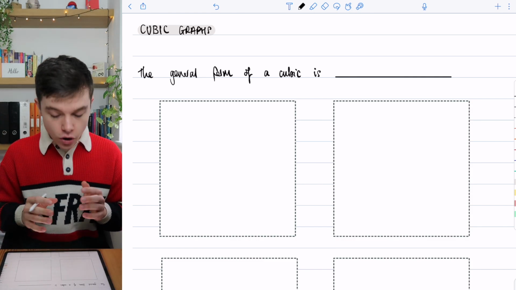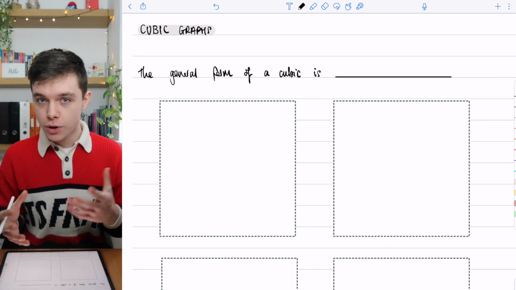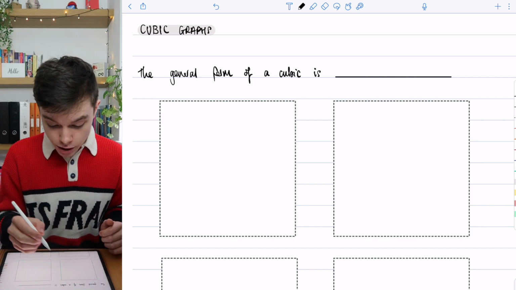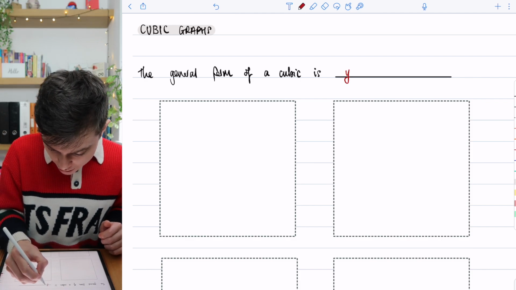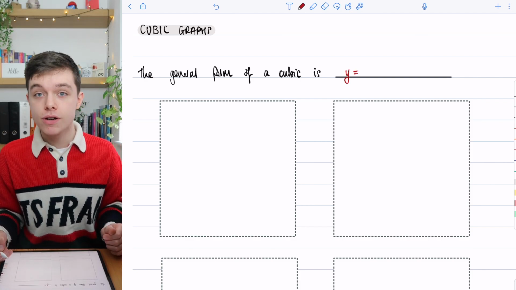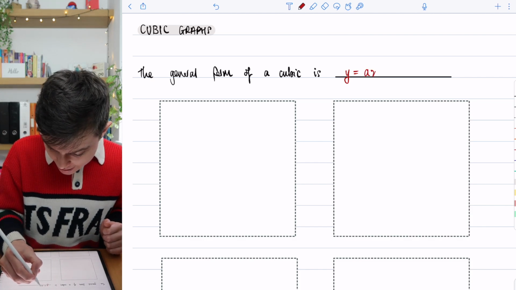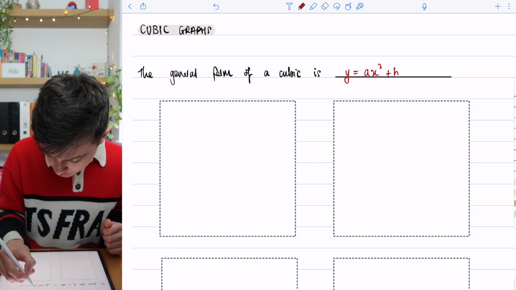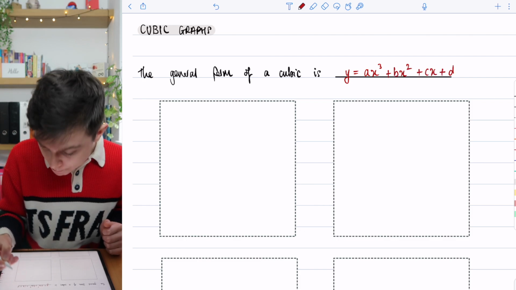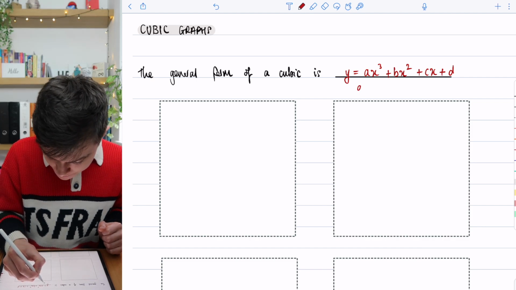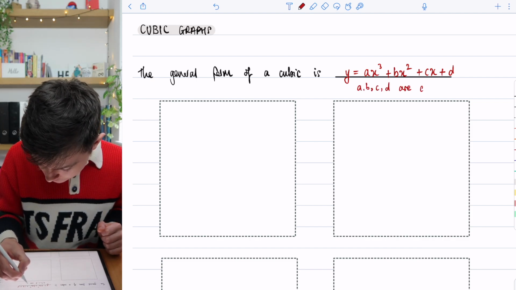So we're going to first of all introduce the general form of a cubic. We know, like I said, quadratic has a power of 2, so a cubic has a power of 3. The general form to graph a cubic is y is equal to ax cubed plus bx squared plus cx plus d. And a, b, c and d are constants.